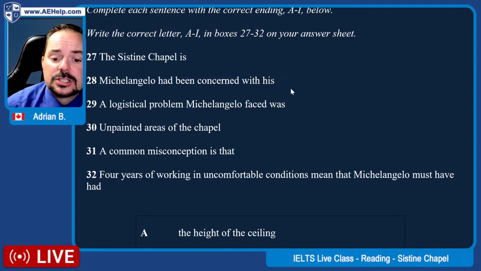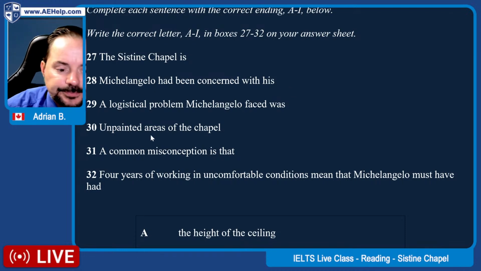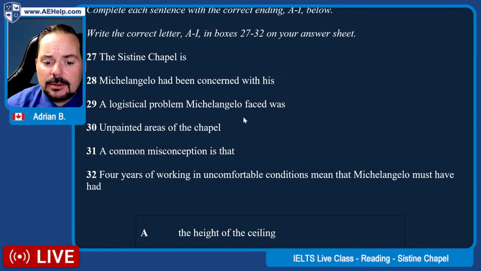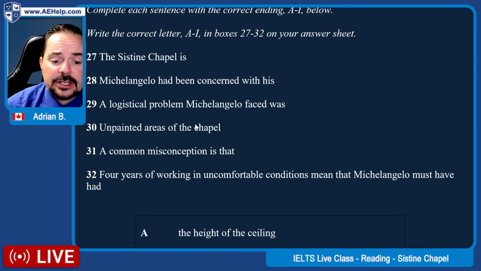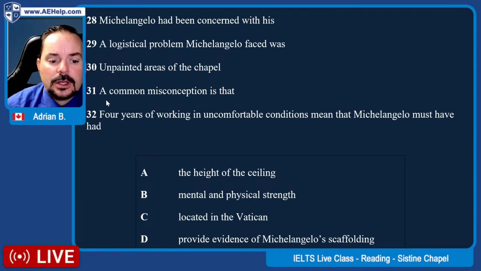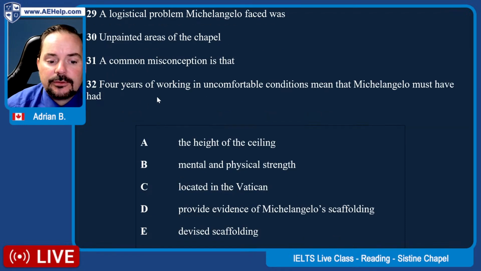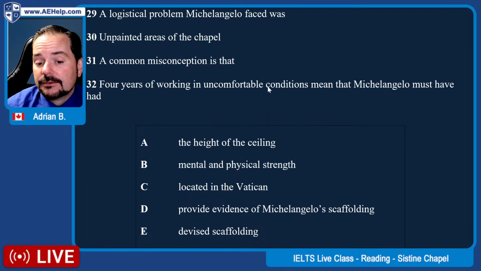Michelangelo had been concerned with his something. A logistical problem Michelangelo faced was unpainted areas of the chapel. A common misconception is that 4 years of working in uncomfortable conditions mean that Michelangelo must have had.